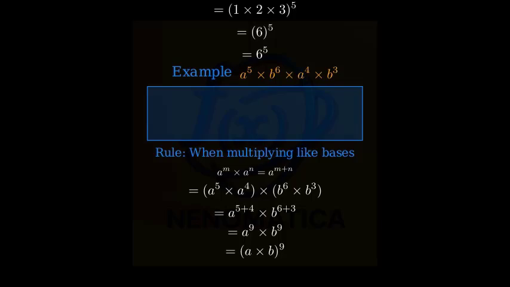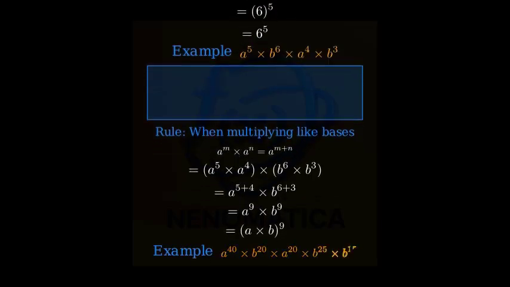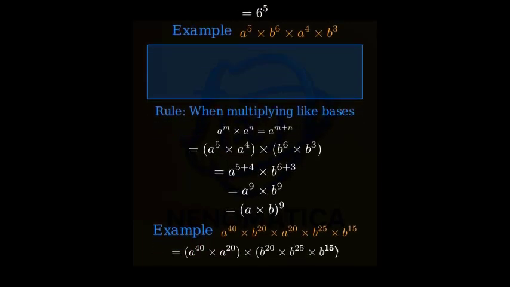For our final example, we have a to the 40th power times b to the 20th power times a to the 20th power times b to the 25th power times b to the 15th power. First, let's group like terms. We have a to the 40th power times a to the 20th power and b to the 20th power times b to the 25th power times b to the 15th power.